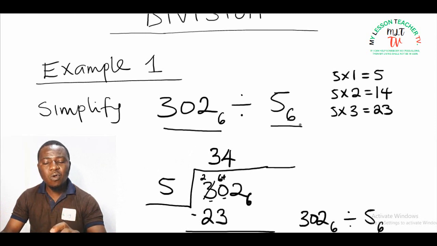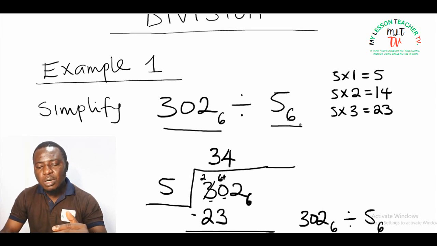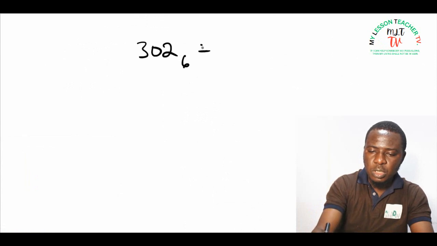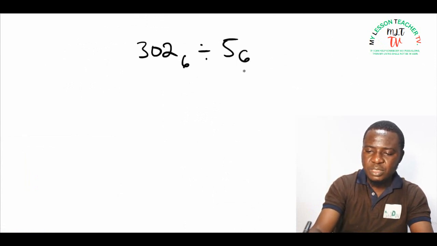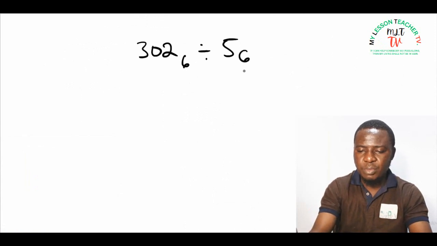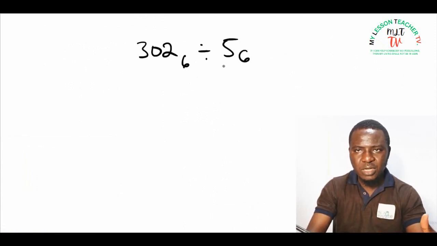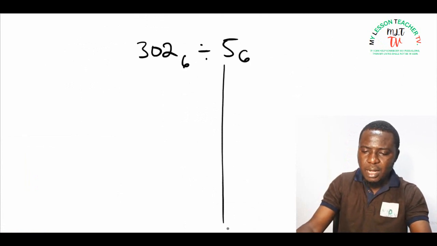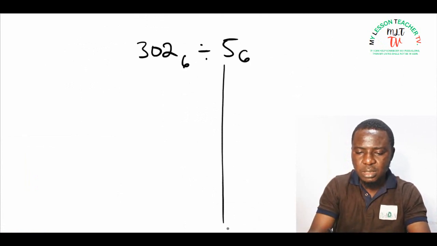And for now, unless otherwise stated, I would advise and recommend that whenever you are solving division in number-based systems and you are not asked to use method 1 or method 2, you are just given the free hand to select which of the methods to use. Method 2, which we are going to do now, seems to be better and easier. That is 302 base 6 divided by 5 in base 6. I said we are going to convert each of them using the expanded method to base 10, do the division in base 10, and then convert them back to base 6.